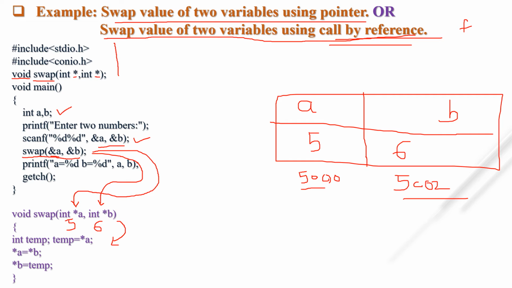Okay, so what do we do here? We take one variable that is temp and we assign temp equal to *a. Now what is the value of *a? 5. So it will be assigned to temp. Now *a equal to *b. That means the value of b will be assigned to a. What is the value of b? 6 will be assigned to a. So the latest value of a is 6, and the value of b is still 6. Next, *b equal to temp. What is the value of temp? 5. 5 will be given to b.